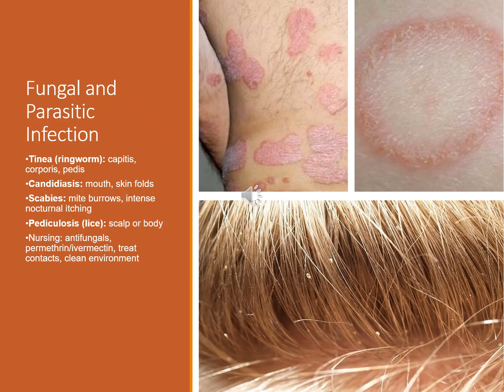So, for example, tinea capitis, capitis is your scalp. So this would be ringworm on the scalp. Tinea pedis is athlete's foot. Tinea corporis is ringworm on the body. Your assessment findings for tinea or ringworm is a rash in a circular shape. So it's like a circle rash. That's why it's called ringworm. They would have raised borders on that rash and may have itching.